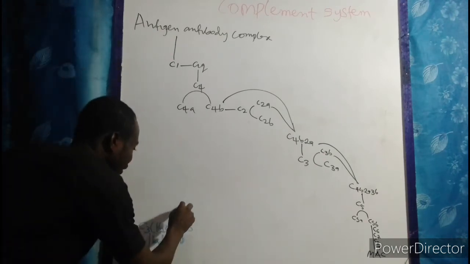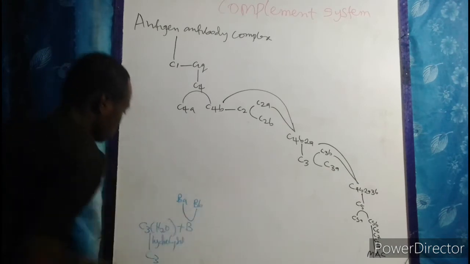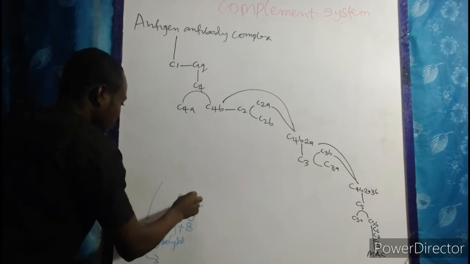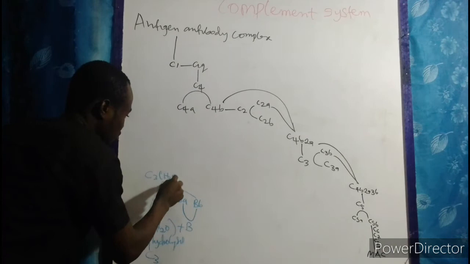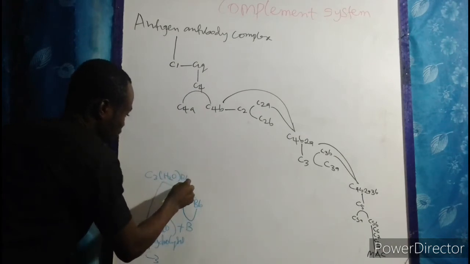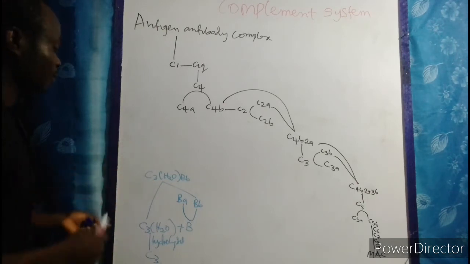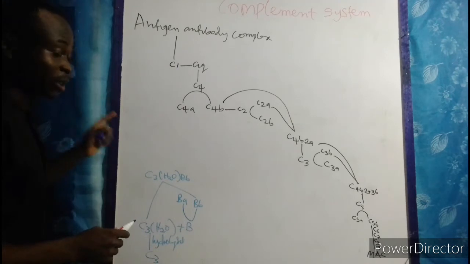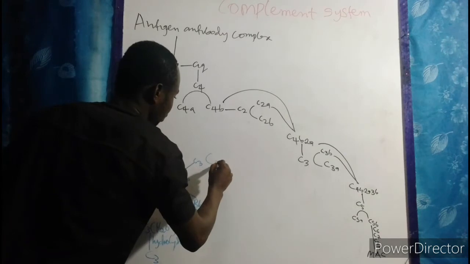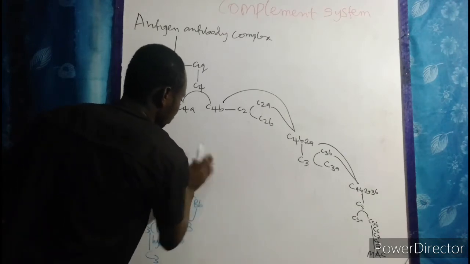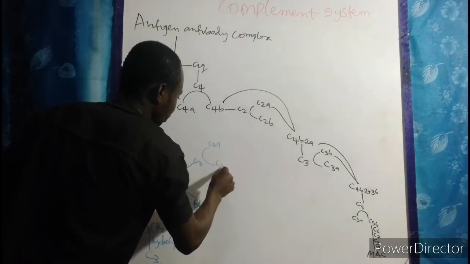Factor B is cleaved by factor D into Ba and Bb. The C3 joins together with Bb to form C3Bb. This is C3 convertase. It is a fluid phase C3 convertase because it has the potential of cleaving C3 into C3a and C3b.